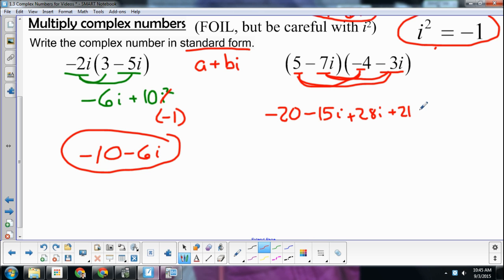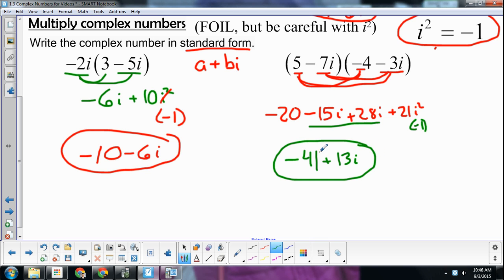i times i is i squared. And once again, remembering that this i squared is really a negative 1, this is going to turn into negative 21. Negative 21 and negative 20 go together to become negative 41. Imaginary parts go together. Negative 15 plus 28 is going to be positive 13i. So negative 41 plus 13i, standard form, finished answer.